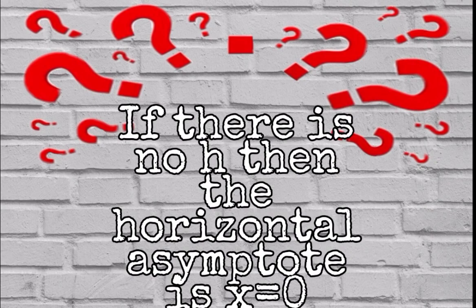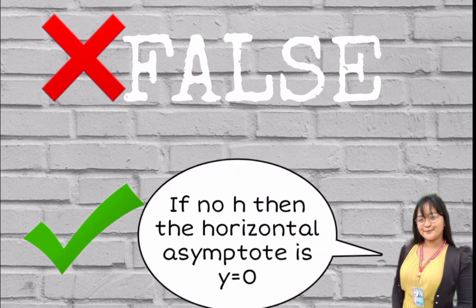For our last statement: if there is no h, then the horizontal asymptote is x equals what? Oh, x equals 0. What's your answer for our last statement? False! You got it right again! So you really did listen in our discussion. The right statement is, if no h, then the horizontal asymptote is y equals 0.